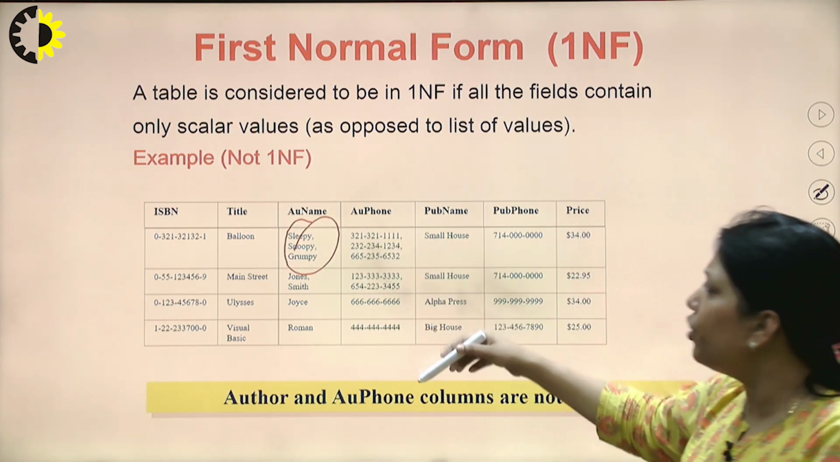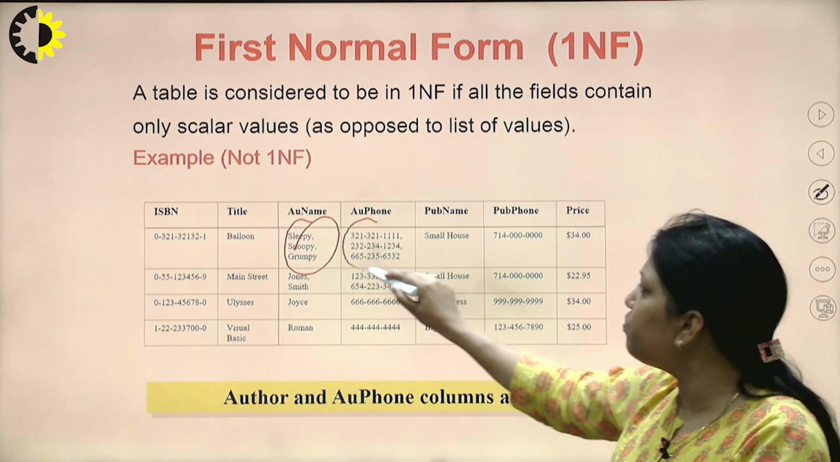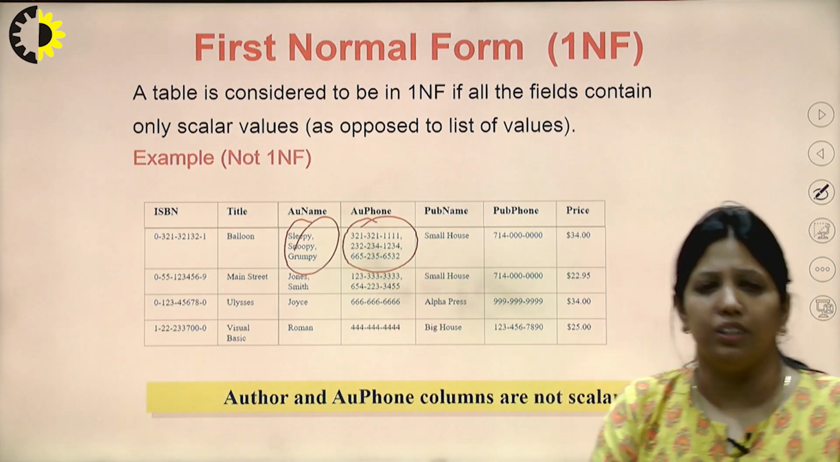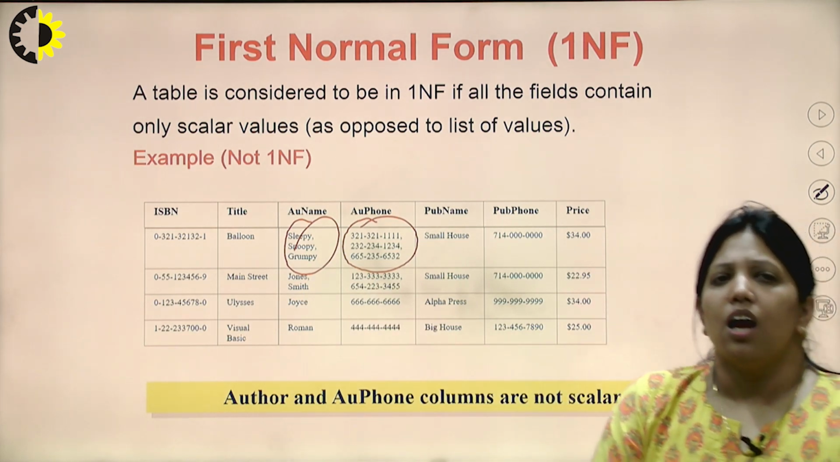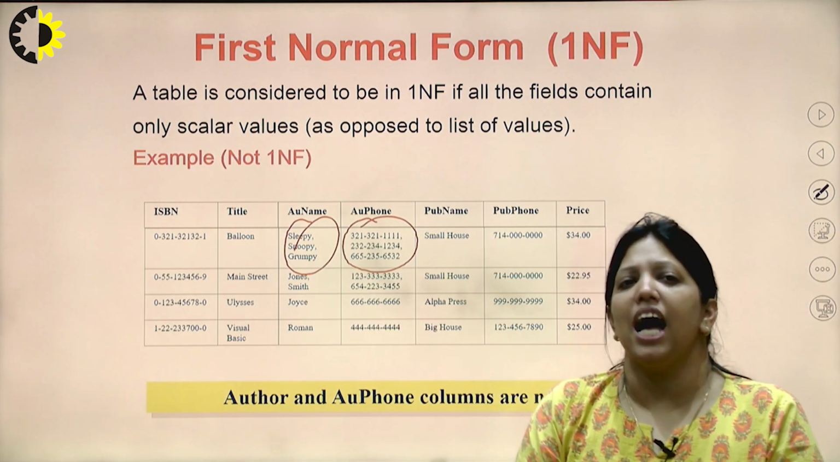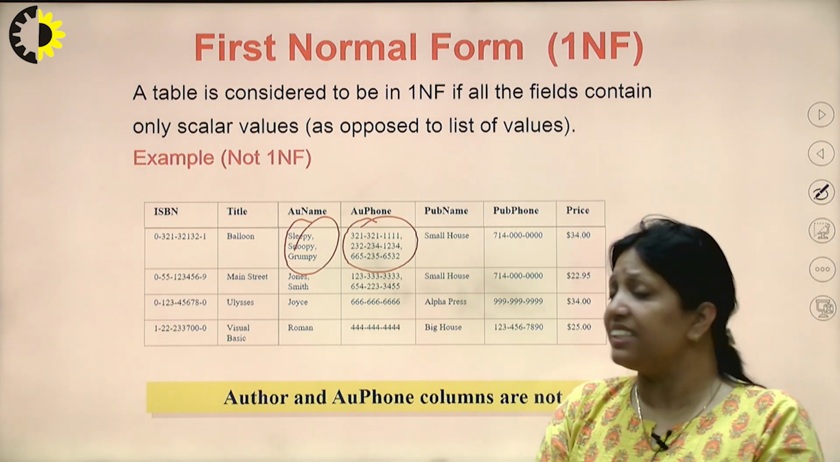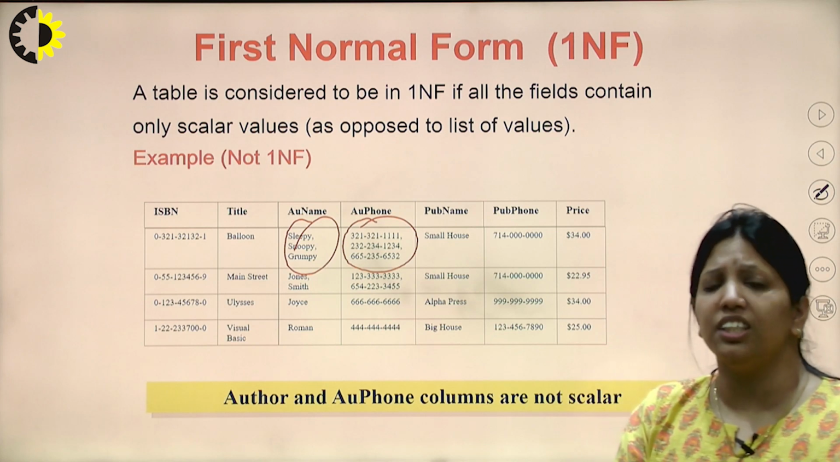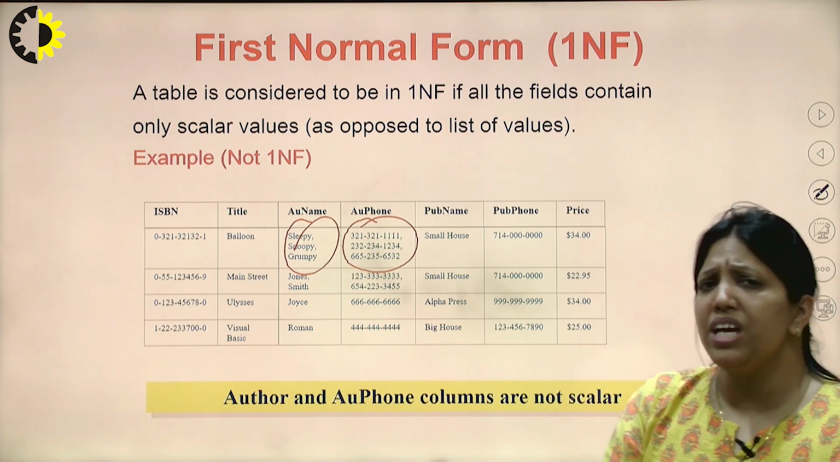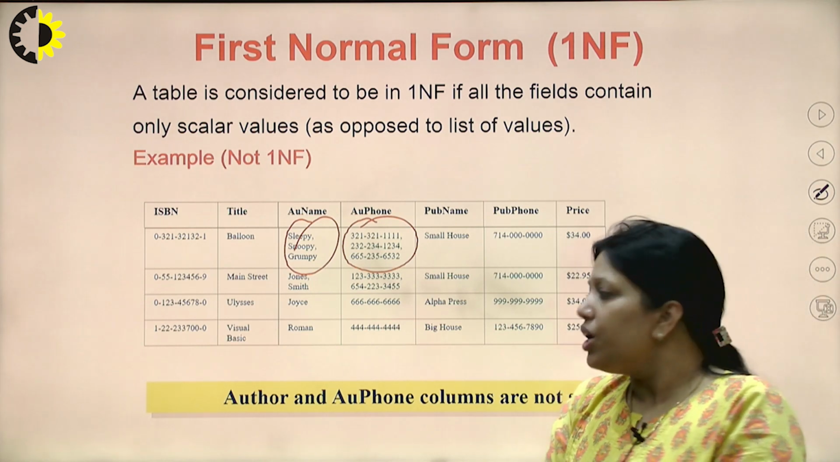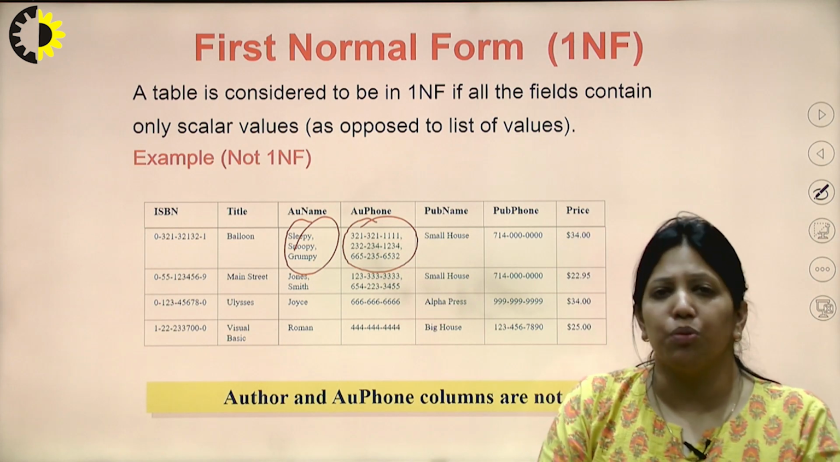Same for phone number. For author phone number, we have multiple phone numbers for the same author. So these attributes have multi-valued values, not scalar values. So we can say that this given relation is not in first normal form, and we need to convert this relation schema into the first normal form.